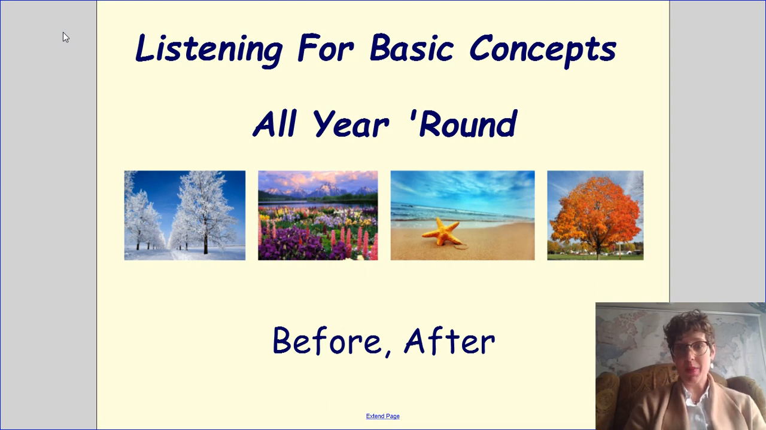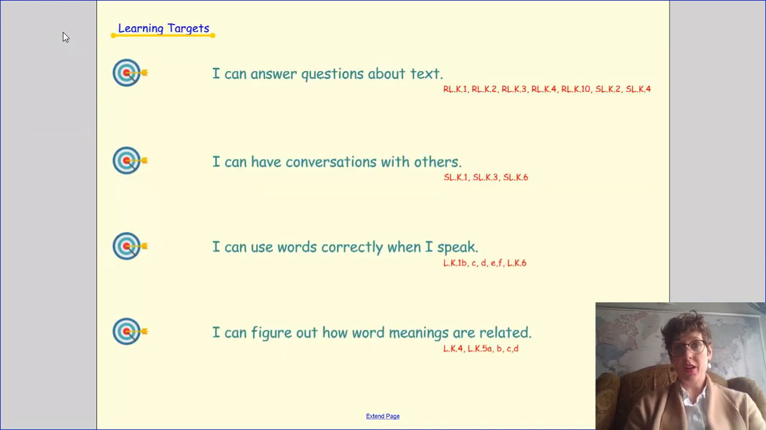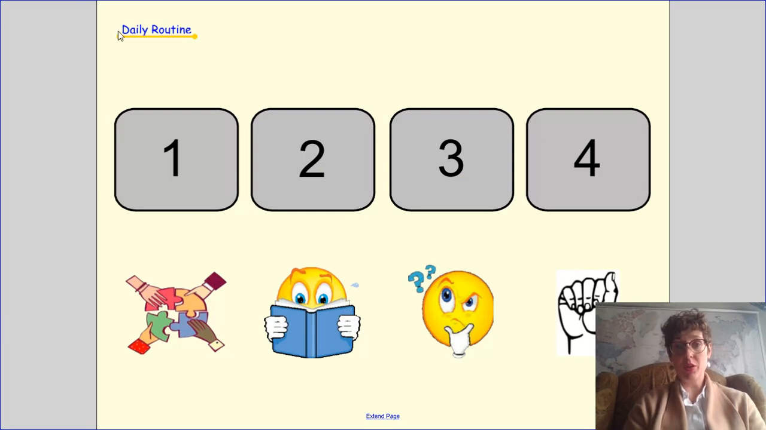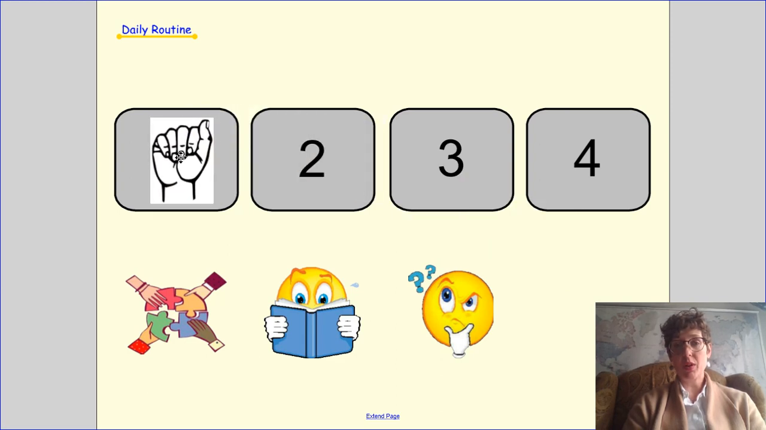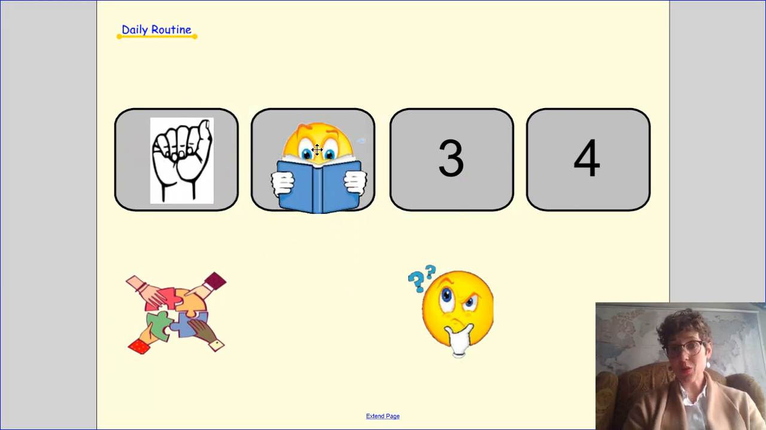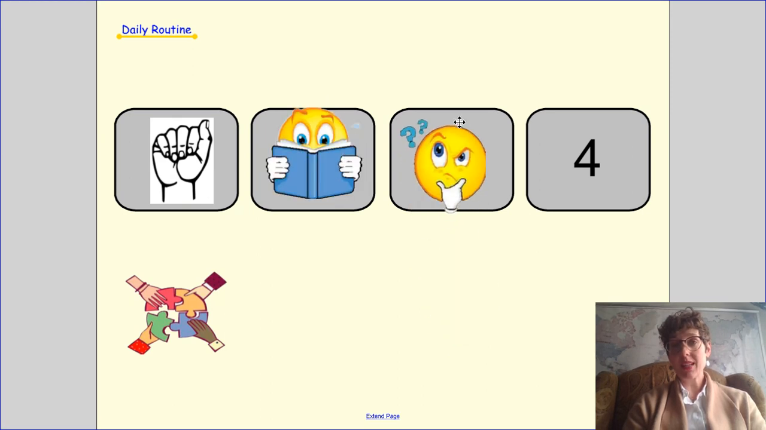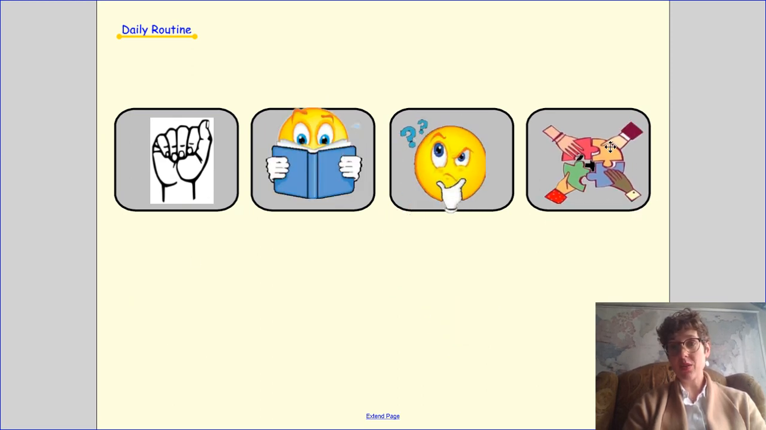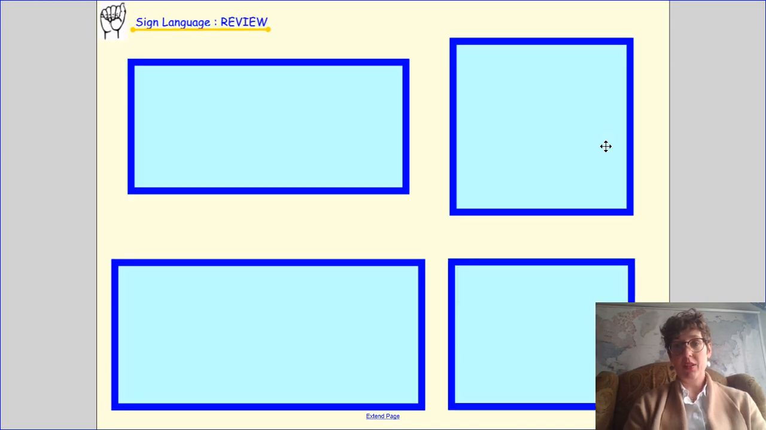Today we're going to learn about before and after, and we're going to do it with our Brennan lesson like we do normally at school. So we're going to talk about answering questions and having conversations. We're going to use words correctly when we speak, and we're going to figure out how word meanings are related, how words relate to each other. So the first thing we're going to do is review our signs. We've been practicing those all year long. We're going to read a Brennan story today, we're going to answer some questions about it, and there's also going to be some fun stuff to do at the end. So just like at school.